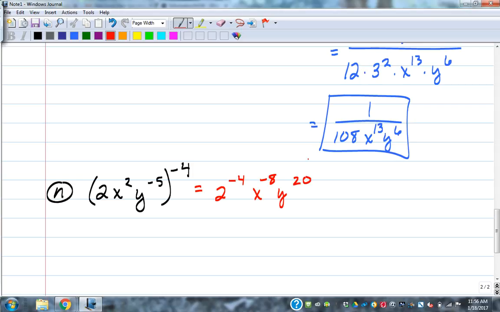All right, yeah, be careful there. Negative 4 times negative 5 turns into a positive 20. Be careful of that. That's the hook on this problem. Okay. Now what moves? Okay. So what's left in the numerator? Y to the 20th. On the bottom, we got 2 to the 4th, x to the 8th. What is 2 to the 4th?